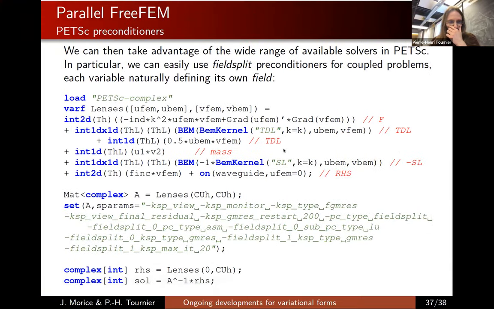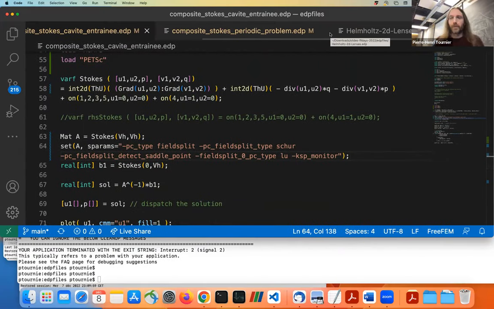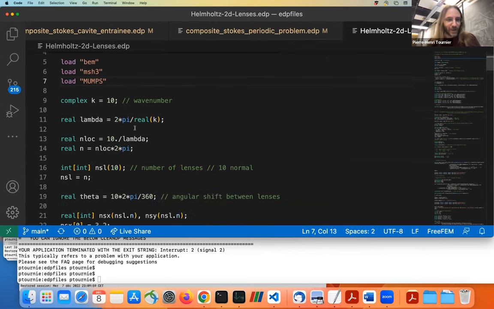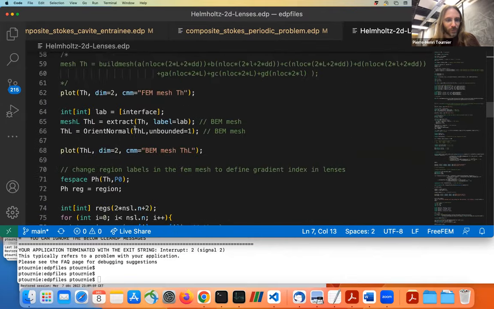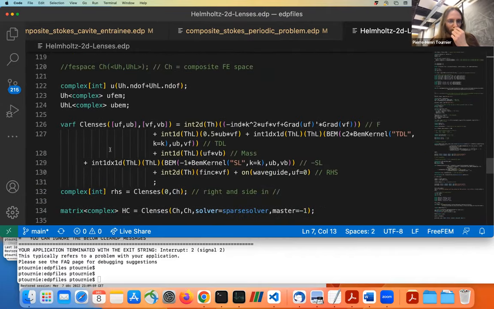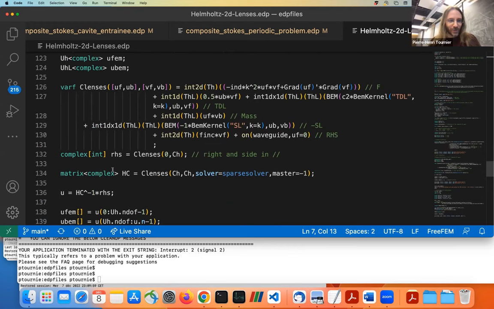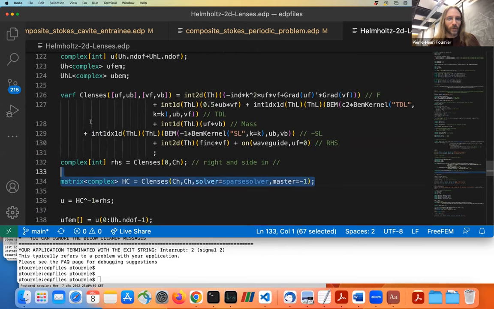Okay. And now for the lenses, for example, just to finish, I have minus 3 minutes, right? So let's do it quickly. For Helmholtz, for the lenses problem, I can also do it in parallel naturally. Where is the problem? Here. Yes, you solve it two times, right? So let's focus on the second time. It's already here. So this is a way to use MUMPS in a distributed way.